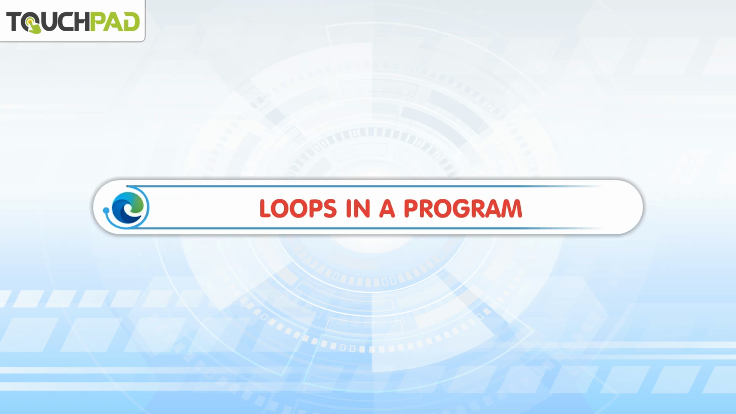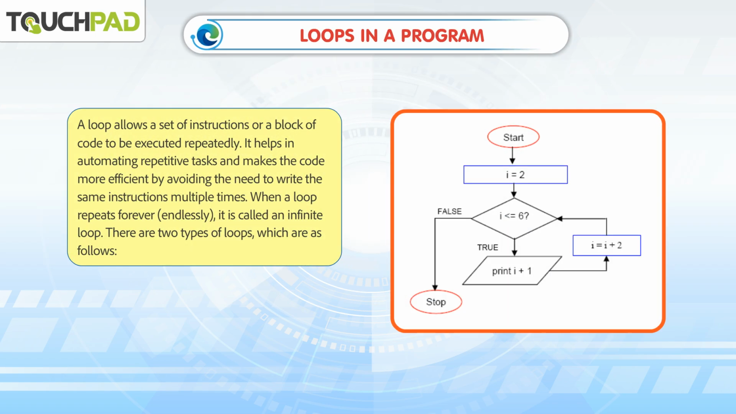Loops in a program. A loop allows a set of instructions or a block of code to be executed repeatedly. It helps in automating repetitive tasks and makes the code more efficient by avoiding the need to write the same instructions multiple times. When a loop repeats forever, endlessly, it is called an infinite loop.